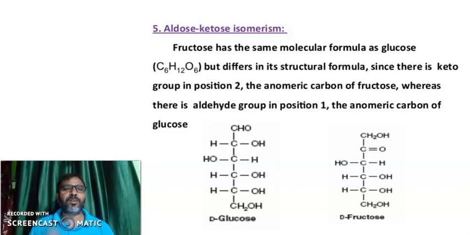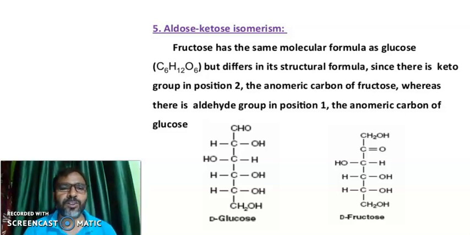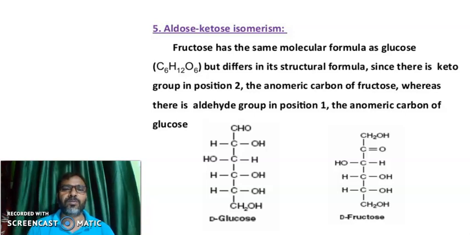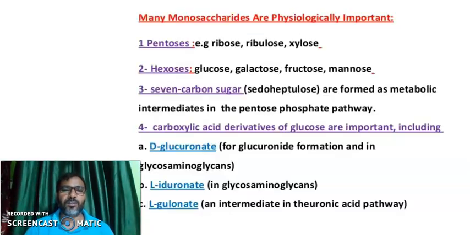Aldose-ketose isomerism. Fructose has the same molecular formula as glucose but differs in structural formula, since there is a keto group in position 2, the anomeric carbon of fructose, whereas there is an aldehyde group in position 1, the anomeric carbon of glucose.